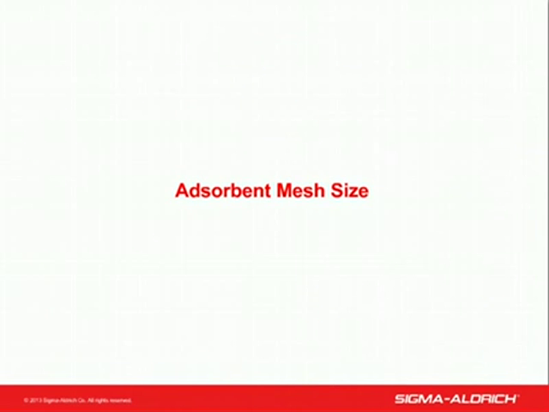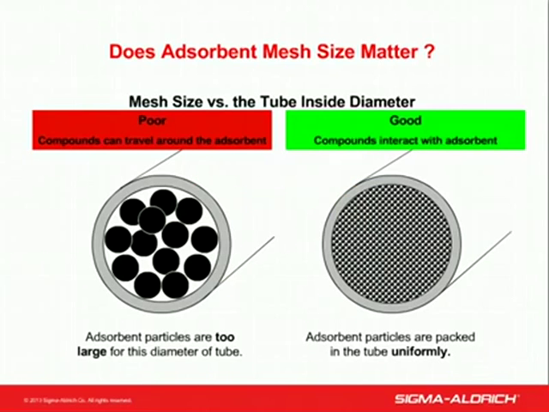So now I'll cover a little bit about adsorbent mesh size. Does the adsorbent mesh size matter? It is a very important consideration when we're packing adsorbent tubes, the relationship of that particle size to the ID of the tube being packed. The best efficiency occurs when the ratio of the particle size to the ID is between 0.1 and 0.25.